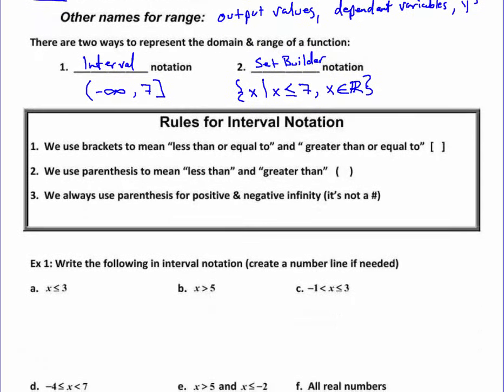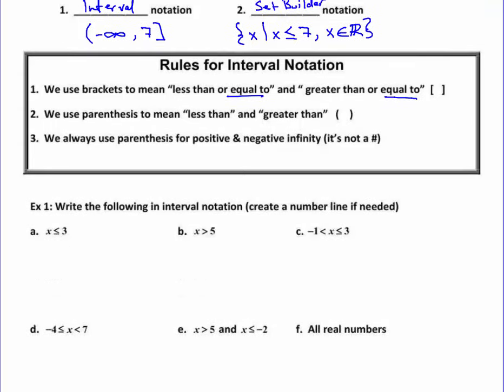Recall that brackets mean greater than or equal to, less than or equal to. A parentheses means it's not equal to. And we always use a parentheses for positive and negative infinity because you're never going to be able to equal it, so you're always just getting closer and closer to it. So we use the parentheses.